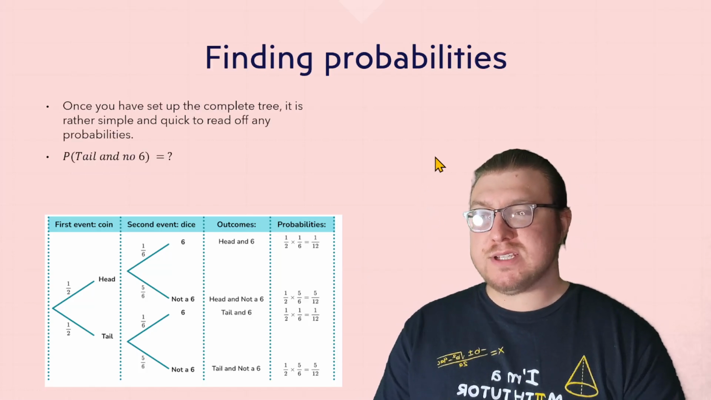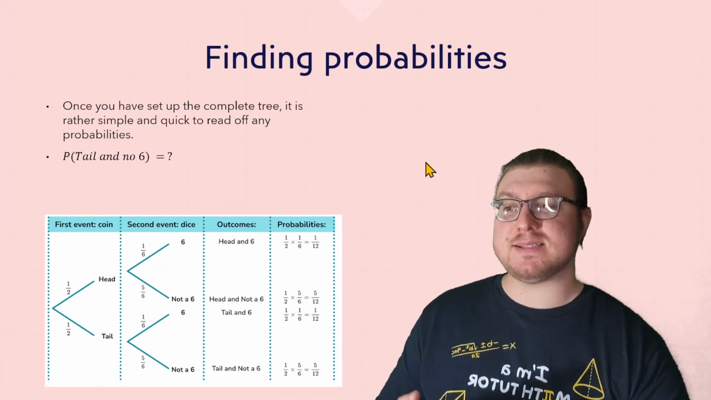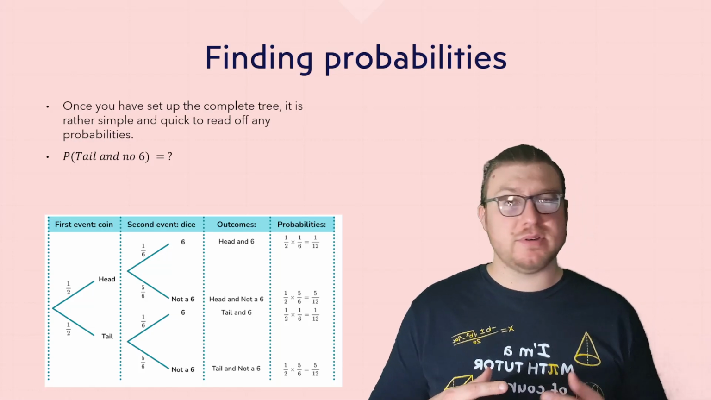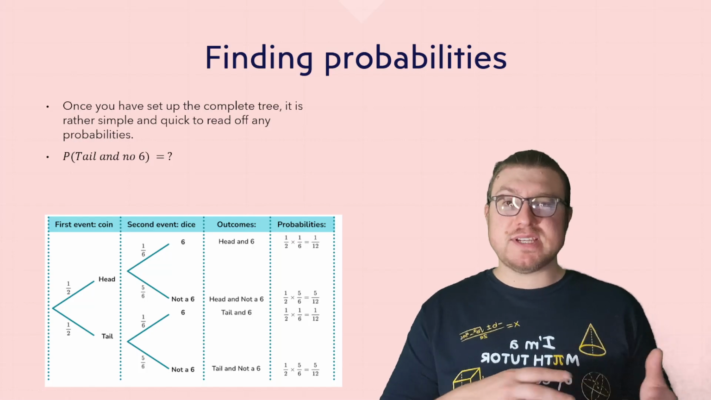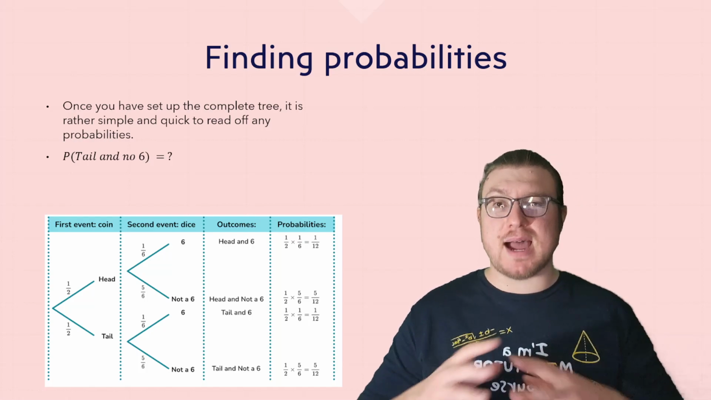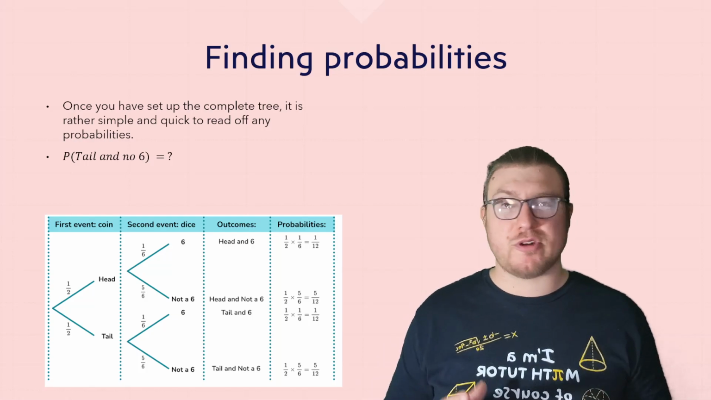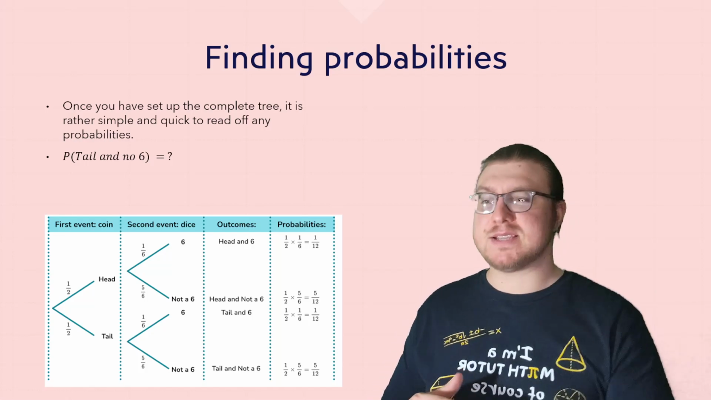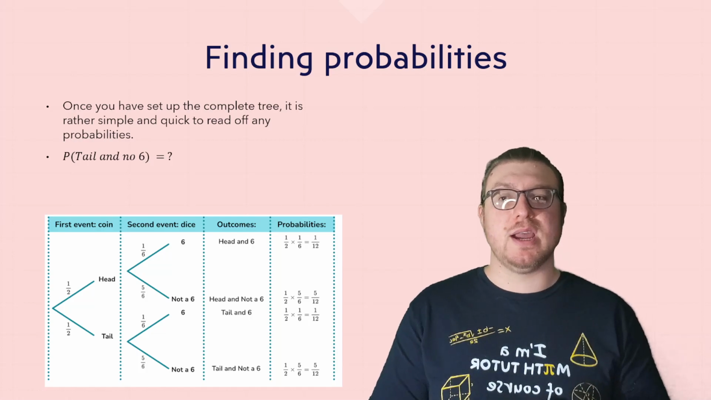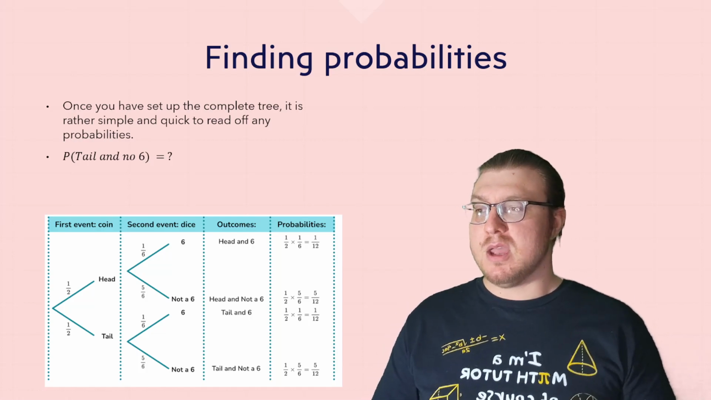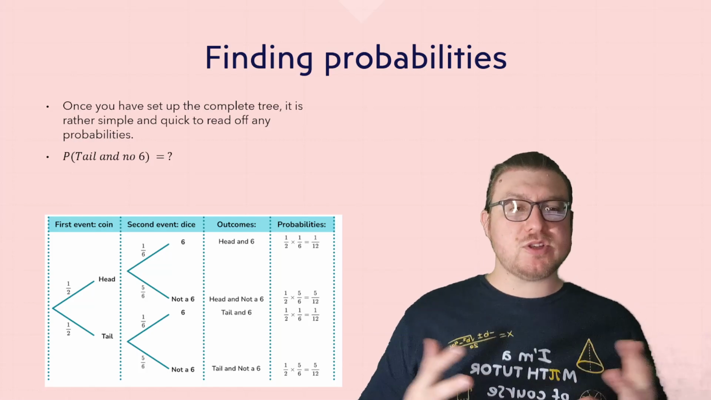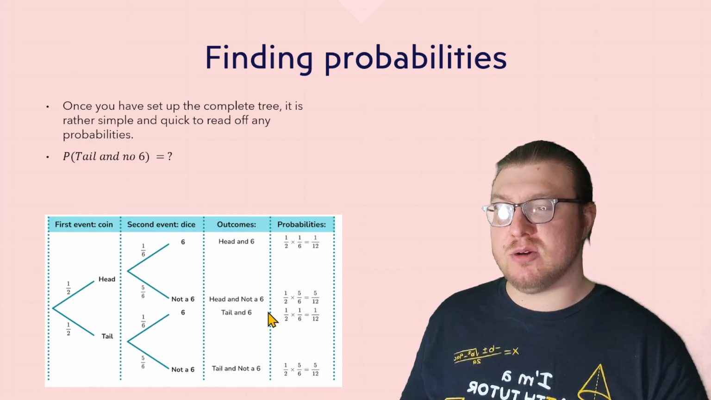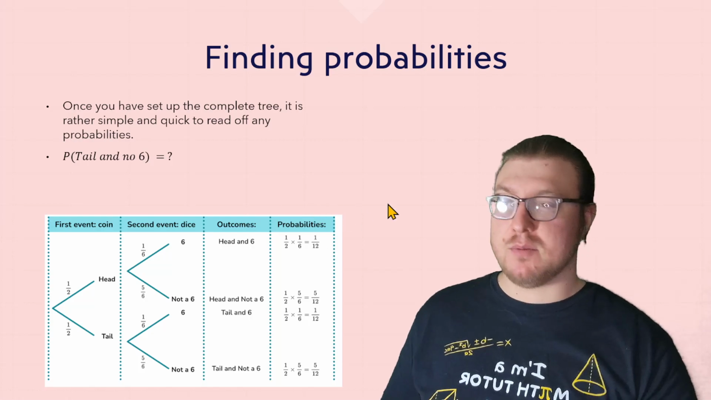So once you've set up the complete tree, it is much easier to actually just read off numbers and answer the questions. You will see that a lot of the time you're just going to spend time doing this tree, making sure everything is right, and then you're going to answer the questions and boom, here's my first answer, boom, there's my second. You just need to look at the tree and use your numbers. So if the question is asking you now, what's the probability of tail and no 6? Well, we just look at what we have, tail and no 6. That is exactly that number there, boom, and we're done.